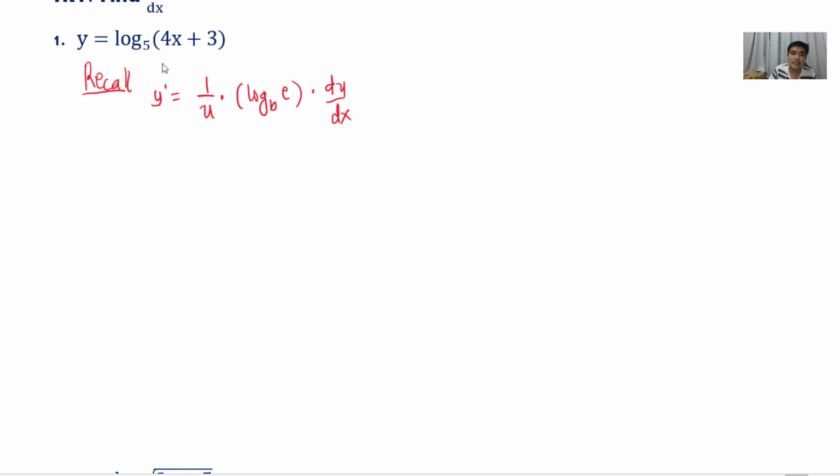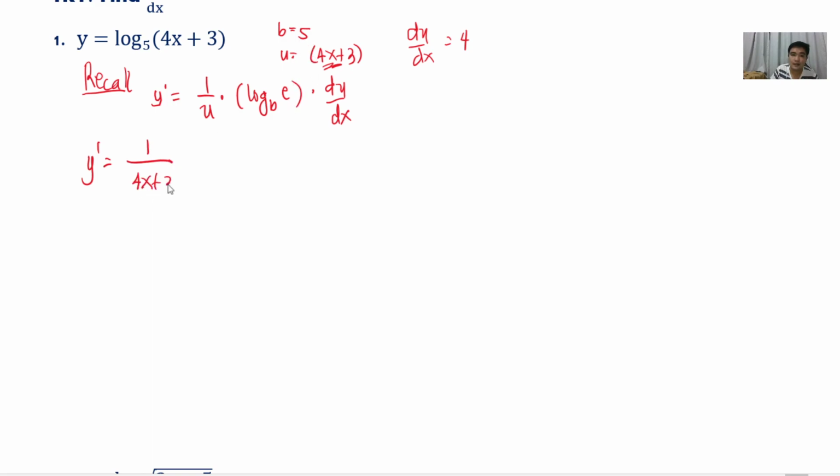So dito class, ang base ko, okay, i-write ko muna, ang base ko ay 5. Okay? And then ang u ko dyan is 4x plus 3. Nakuha? 4x plus 3. And ang derivative ni u with respect to x is, ano yan class? Derivative of 4x plus 3, 4. Okay? Okay, so ang y prime natin dito is equal to 1 over u, 1 all over, ano yung u natin?